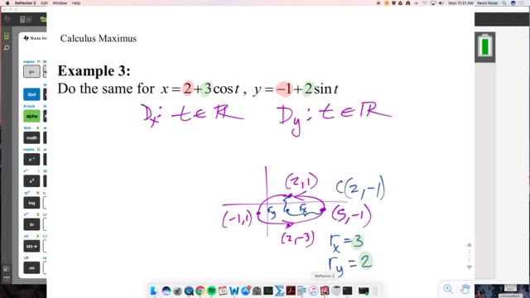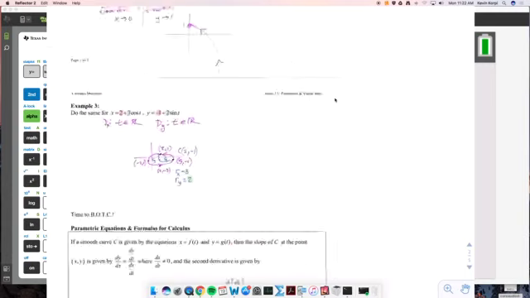Okay? So, if you recognize that in the future, you got sine and cosine, you're like, oh, okay, that's just going to be an ellipse whose center is at 2, -1, and the x radius is 3 and the y radius is 2. Okay?